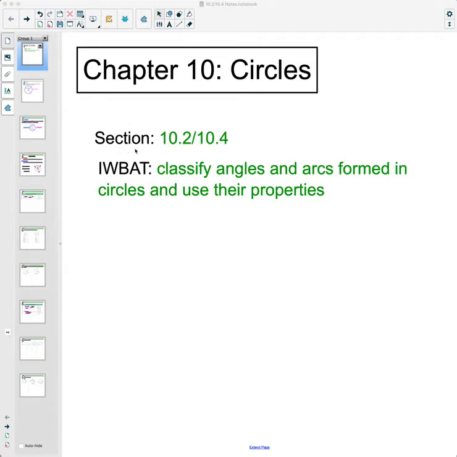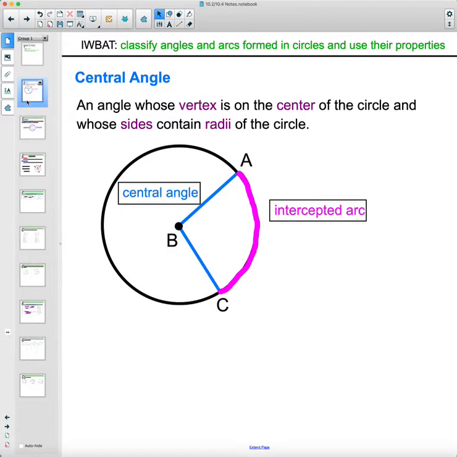In this video, we are going to talk about how to classify angles within a circle and the arcs, and then use properties relating the angles and arcs together. So first off, a central angle. A central angle is an angle whose vertex is on the center of the circle. So the center of the circle needs to be the vertex of the angle. That's going to be the central angle.